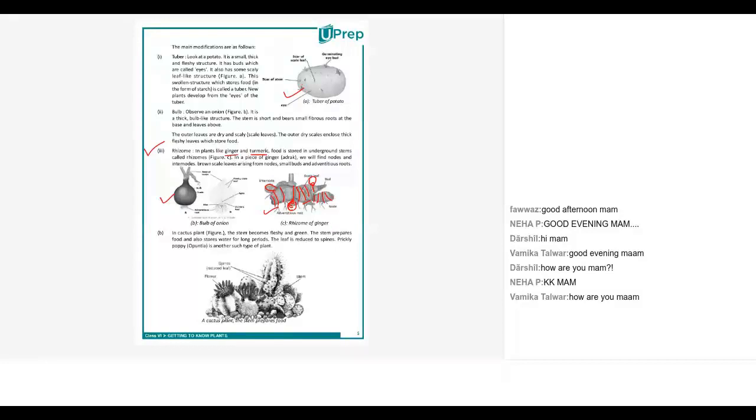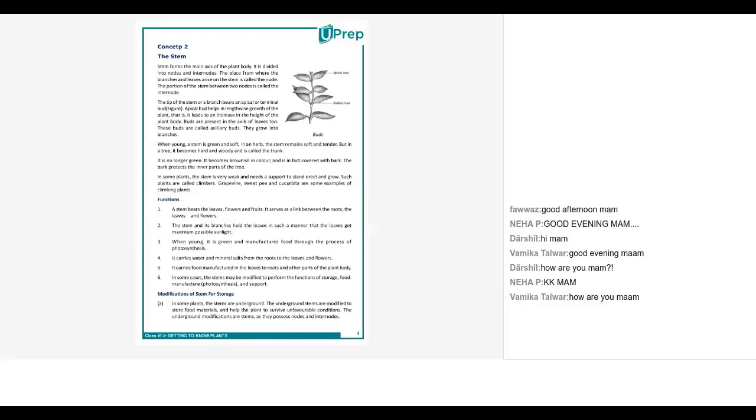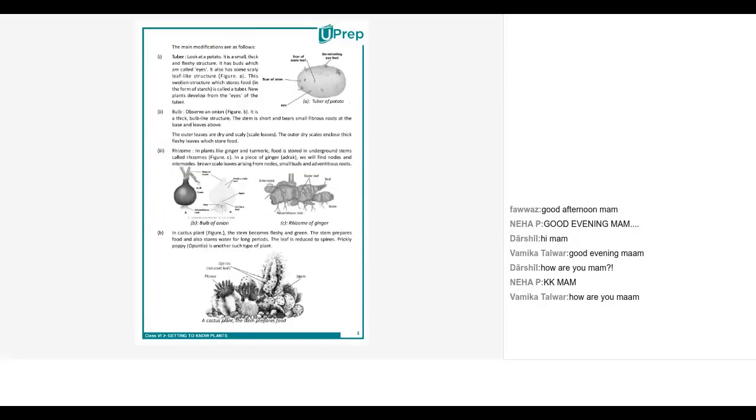Okay, now, here we were discussing the modification of stem for storage. That was point number A. Now coming to point number B. What is point number B saying? In cactus plants, you will see the stem becomes fleshy and green. All of you, I'm sure, must have seen cactus, right? Now, if this is the cactus, right? This is the cactus. And there are spines like this.